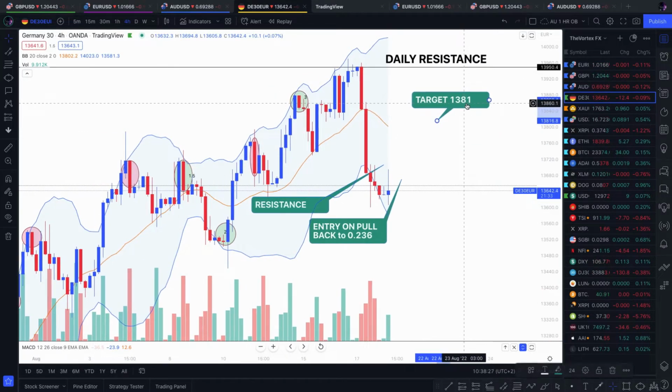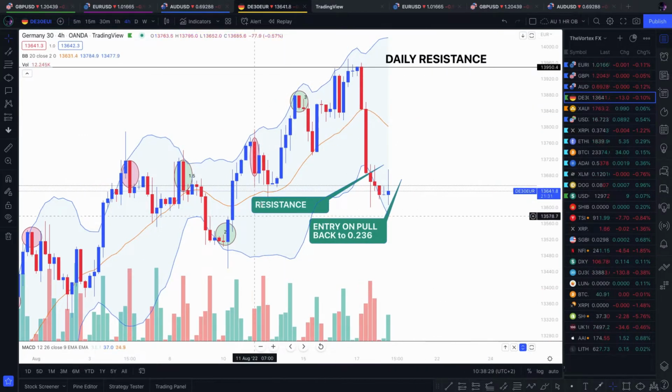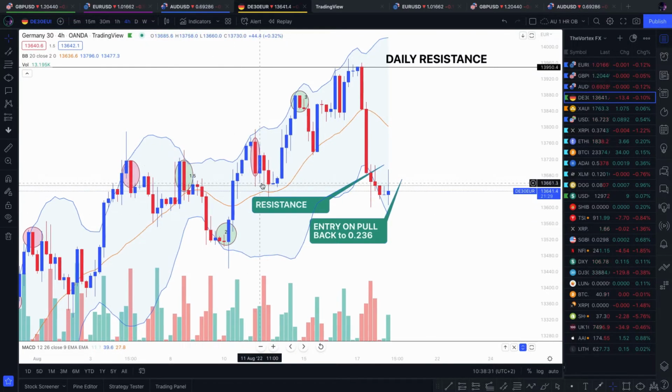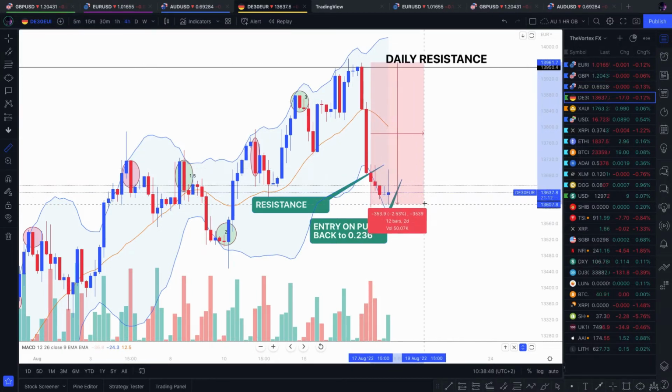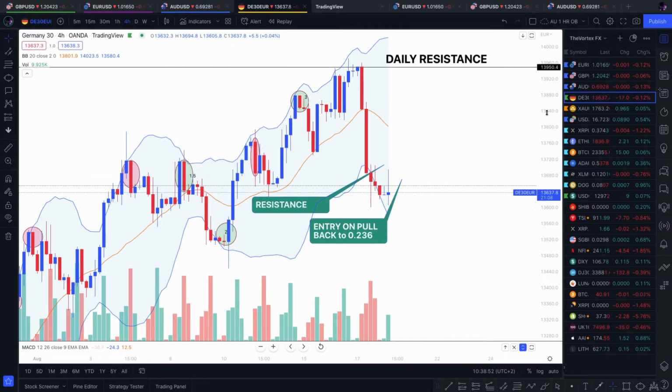Let's remove this. We can see that yesterday price came up on the 4-hour time frame, guys. This is the 4-hour chart, and we can see that we poked into this daily resistance zone right before getting rejected quite massively and falling from the top to the bottom around 2.5%. Yes, so that was quite a drastic fall.